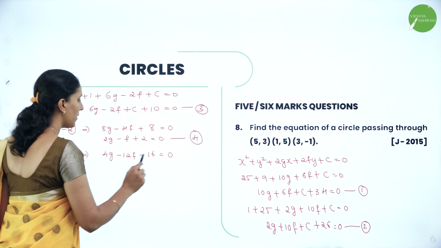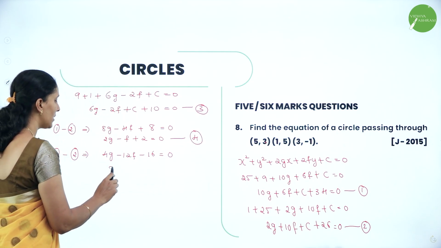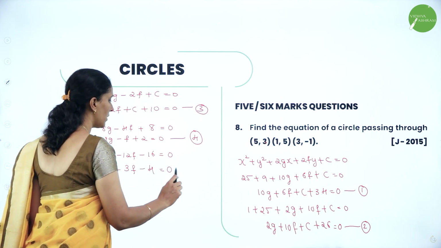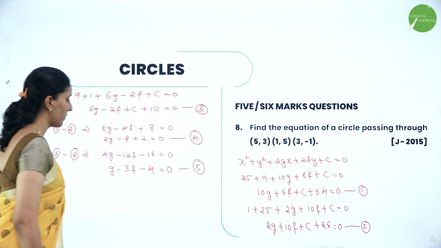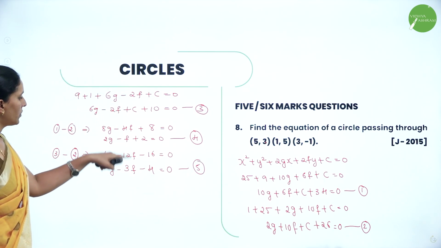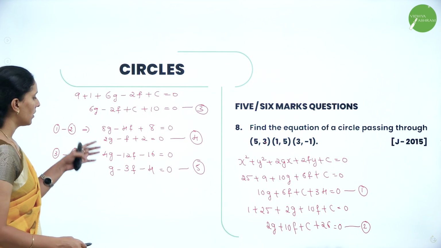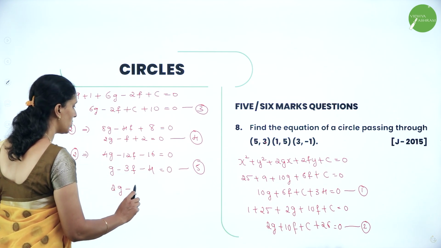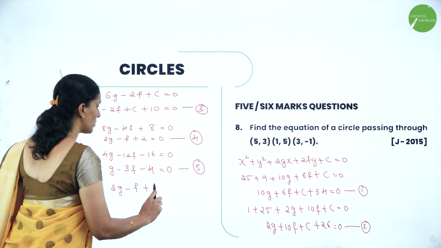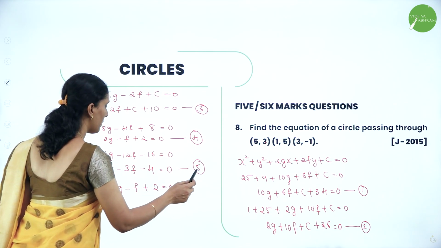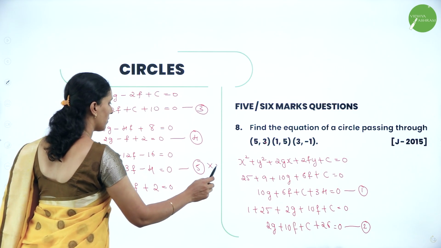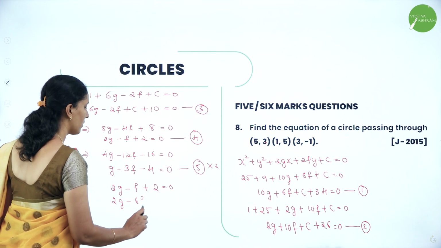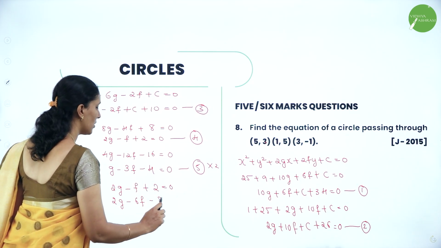Here also on simplification and dividing by 4, we'll get g minus 3f minus 4 is equal to 0. That is equation 5. Now observe here. You don't have any common terms to multiply. So let me take equation 4 as it is, that is 2g minus f plus 2 is equal to 0. Now I'll multiply 2 to equation 5. So then it becomes 2g minus 6f minus 8 is equal to 0.